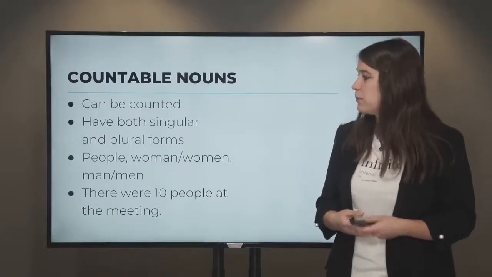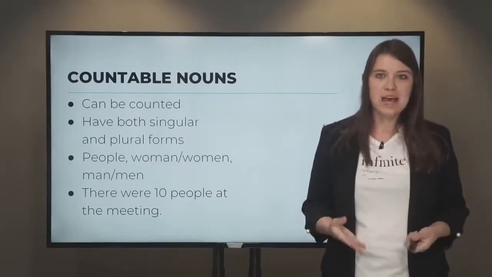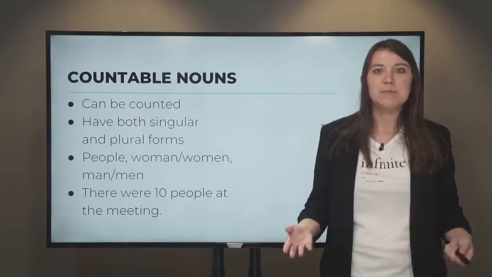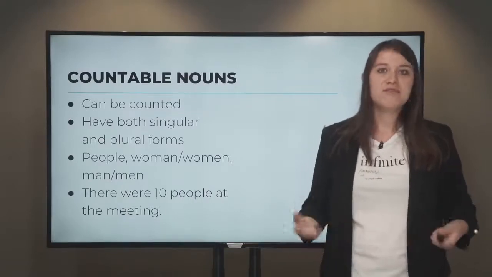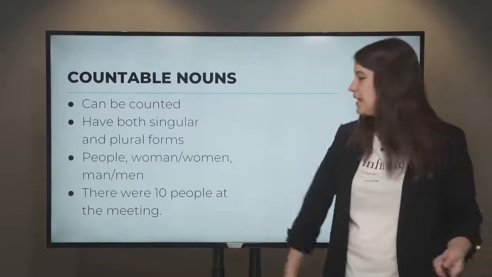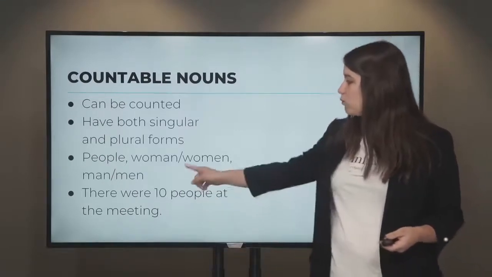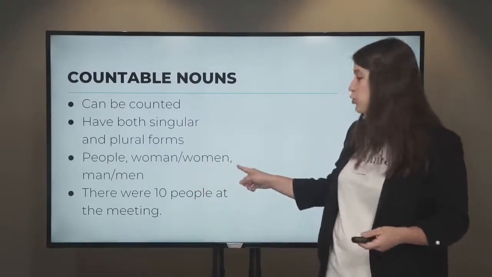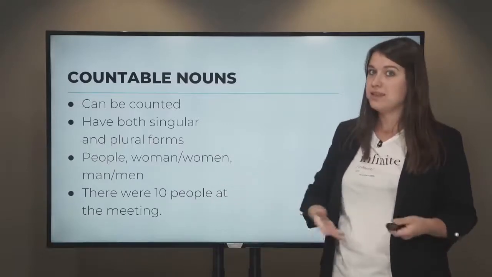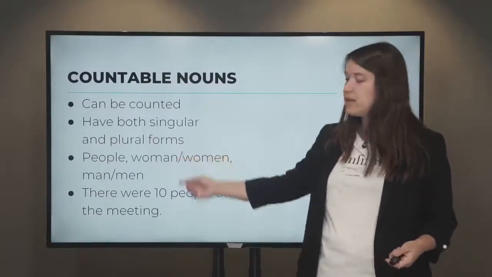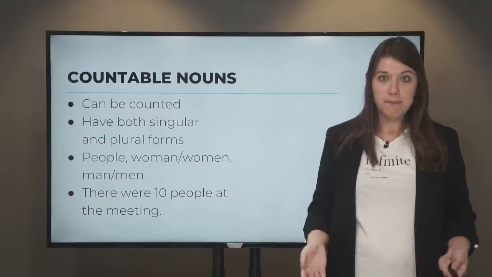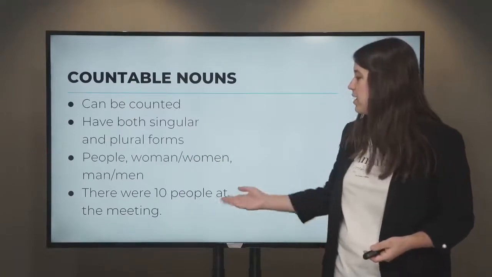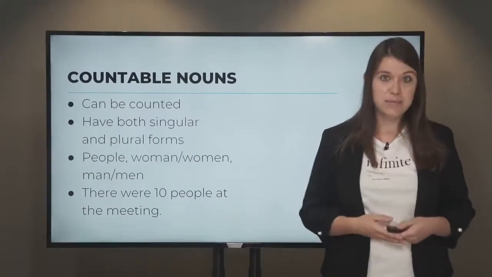For example, people is a countable noun because you can say how many people were at the party. 5, 6, 7, 10, etc. Here we have 1 woman and 2 or more women. So this is countable. 1 man or 2 or more men. For example, there were 10 people at the meeting.